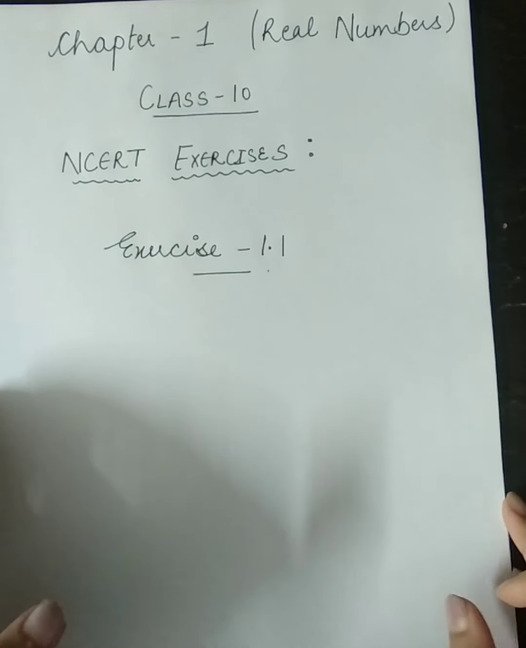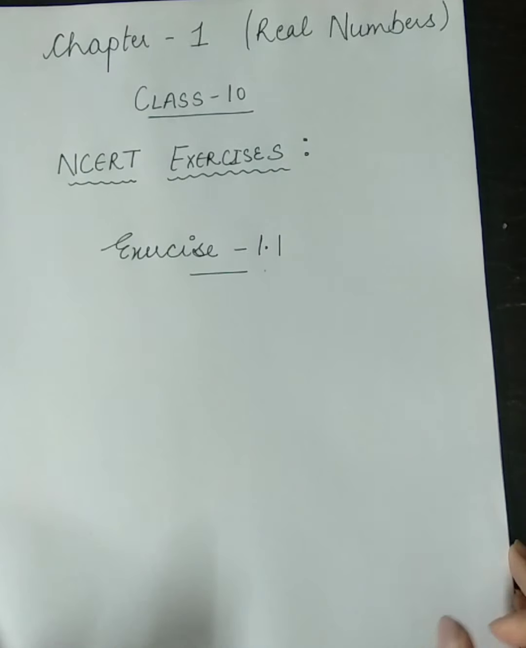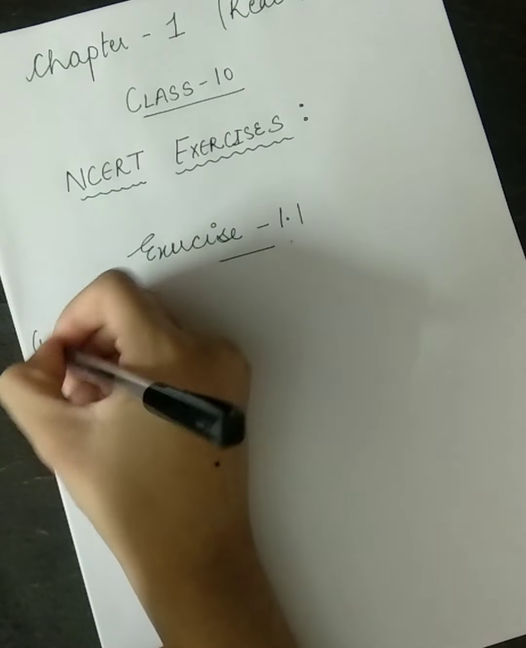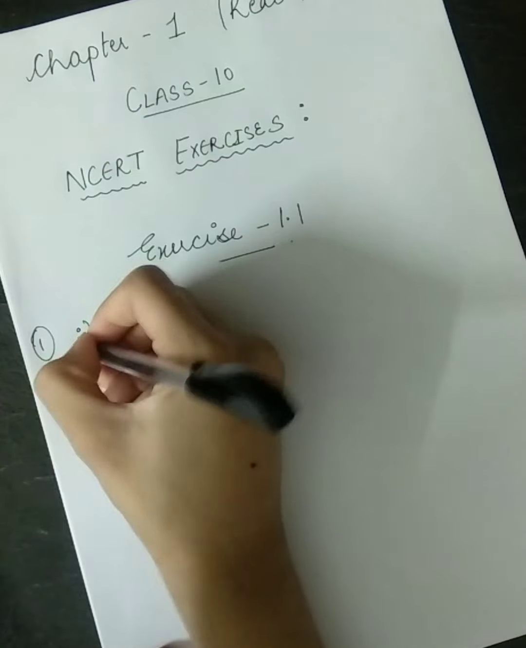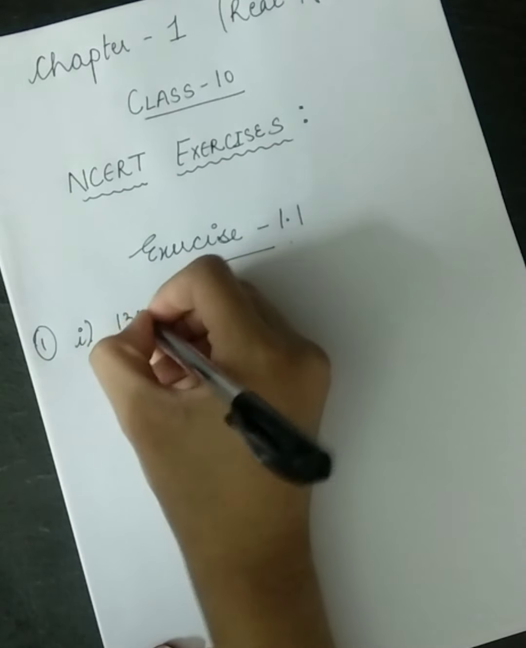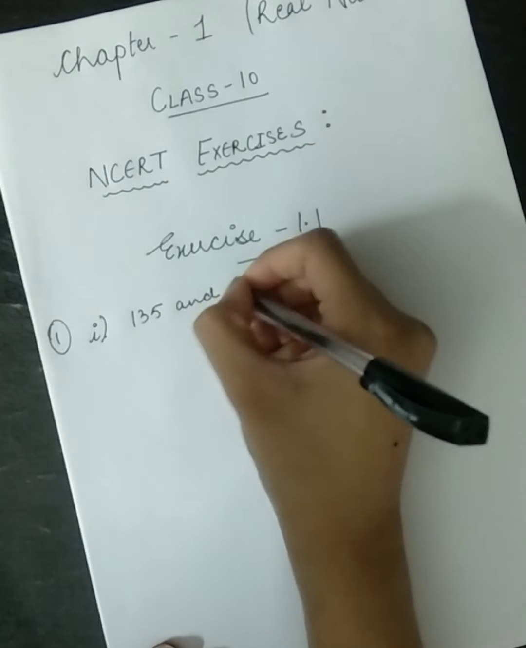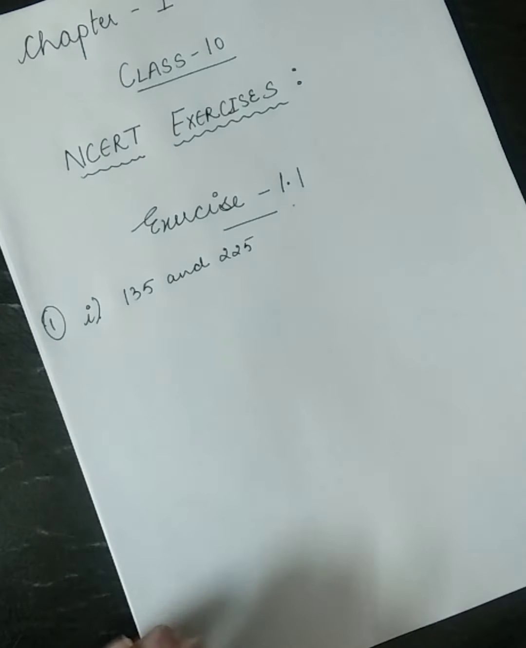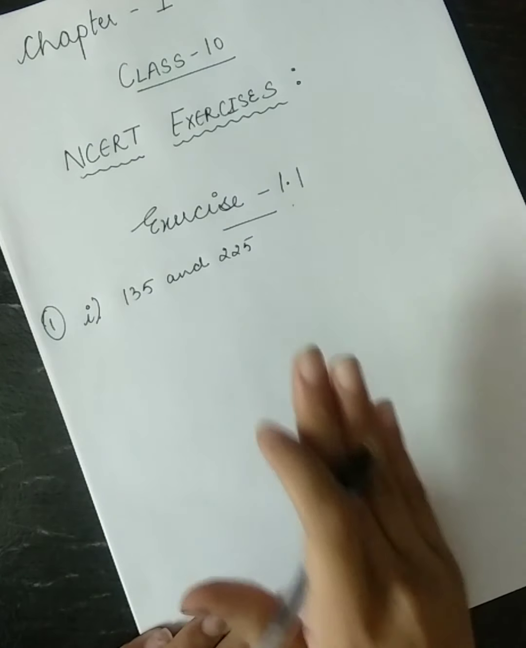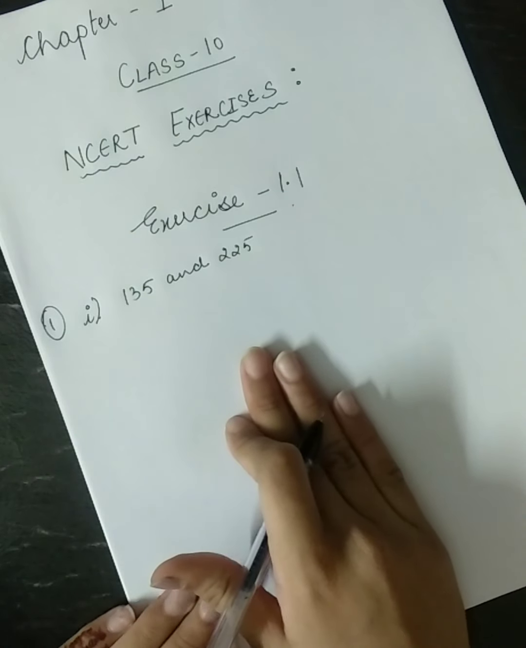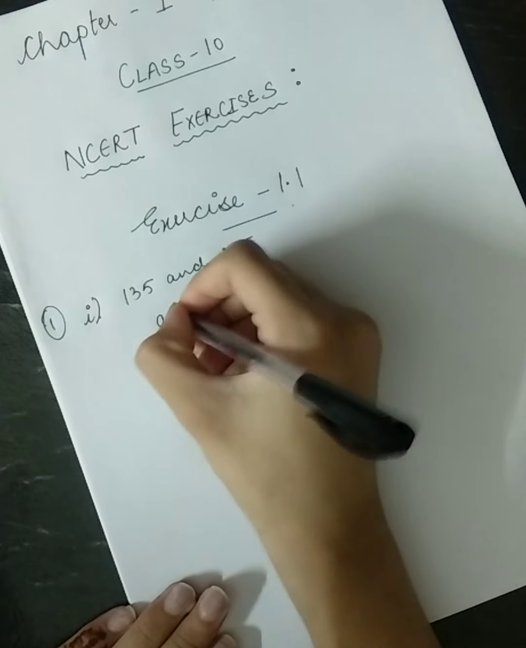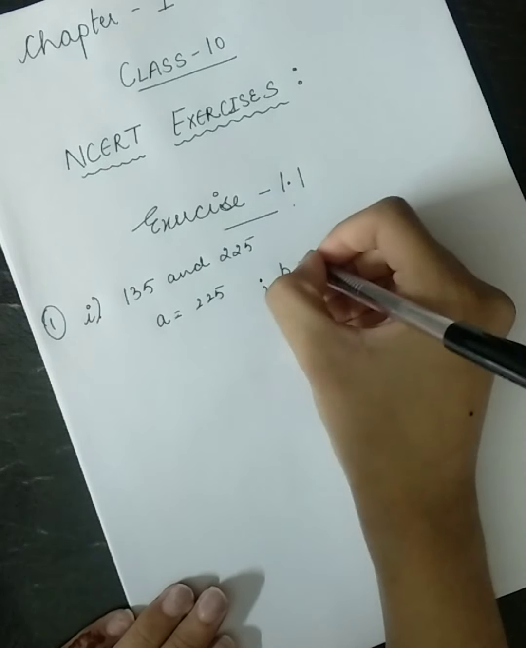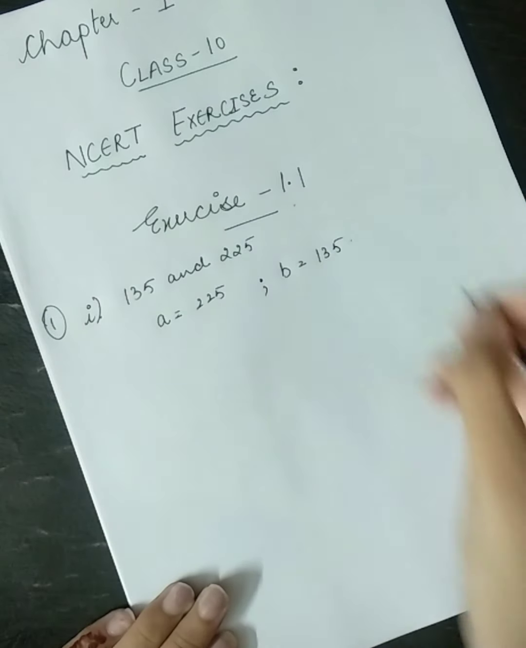Our first question is: use Euclid's division algorithm to find the HCF of. This is our first question, and our first part is 135 and 225. So, we need to use Euclid's division algorithm to find their HCF. So, here A is equal to 225 and B is equal to 135.